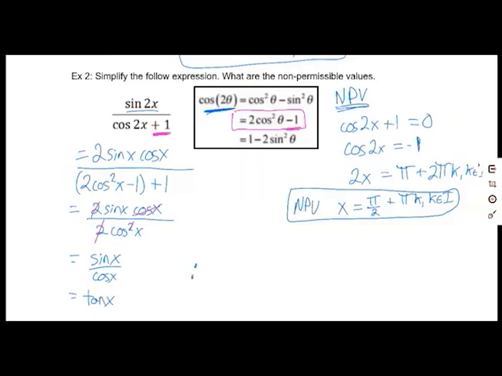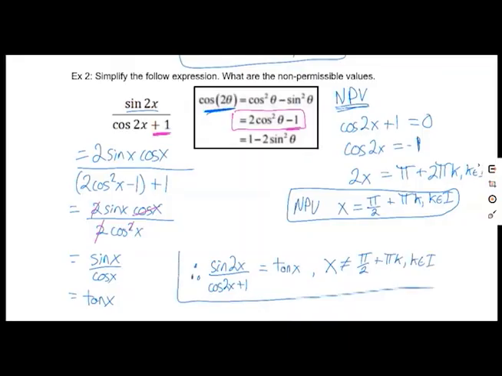Now I'm going to make a final statement. What we've just shown is that the sine of 2x over the cosine of 2x plus 1 is equal to the tangent of x, but x is not equal to pi over 2 plus pi k, where k is an integer. So that identity is true at every point except for pi over 2 plus pi k.